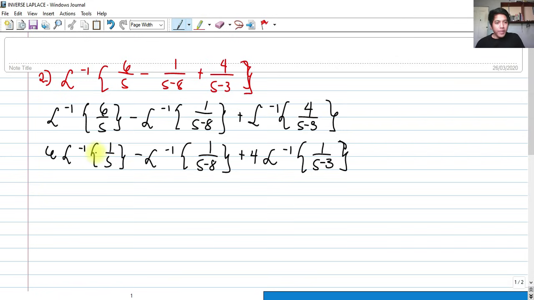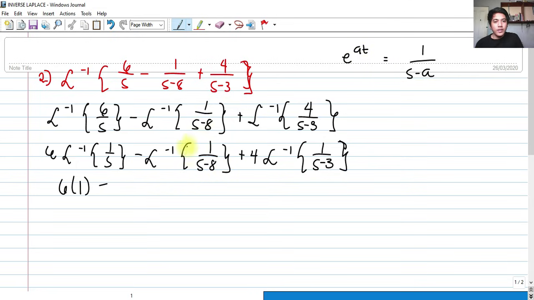Okay, that is simply the inverse Laplace transform of 1 over s, which is simply 1. So 6 times 1 minus 1 over s minus 8. If you wish to recall, the Laplace transform of e raised to at is equivalent to 1 over s minus a, wherein our a here is 8.